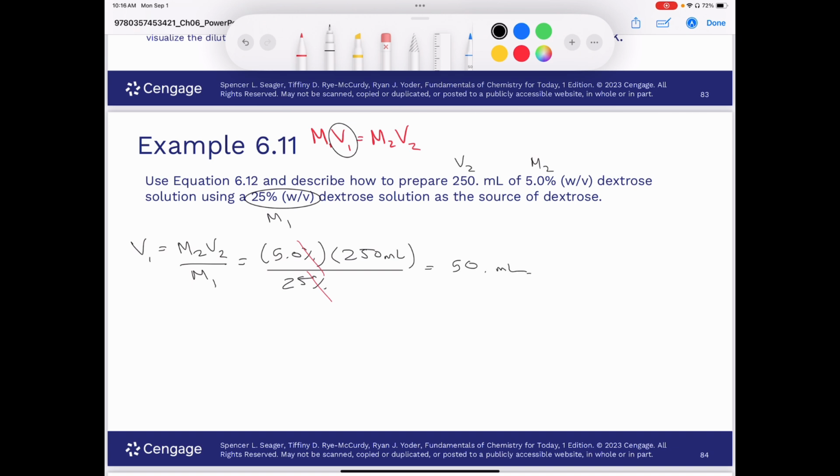And so how would you describe it? You would take 50 mL of the stock solution, the 25% weight over volume solution, then dilute to 250 milliliters, and then you'd end up with your 5.0% weight over volume dextrose solution.